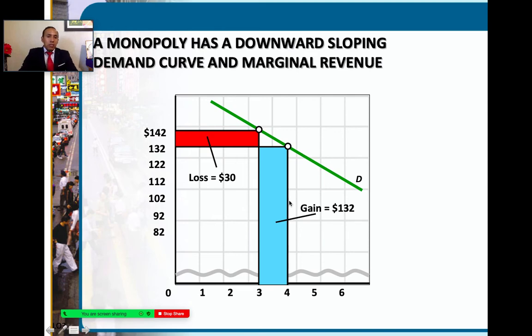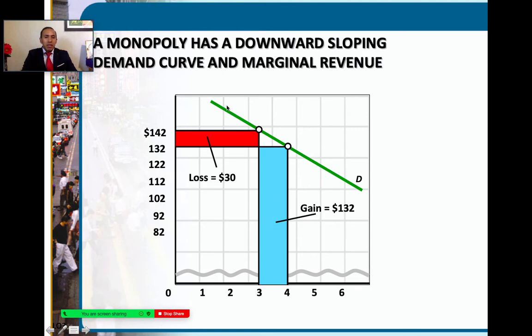Here we see a traditional downward sloping demand curve, and if you lower the price, you're going to lose revenue per unit. The marginal revenue per unit here: you have lowered the price, so you lose revenue per unit. In this case, you have a loss. You're losing $10, 142 minus 132, for every unit sold. But if you sell that extra unit, you're going to gain additional monetary value, $132 more by selling that extra unit.